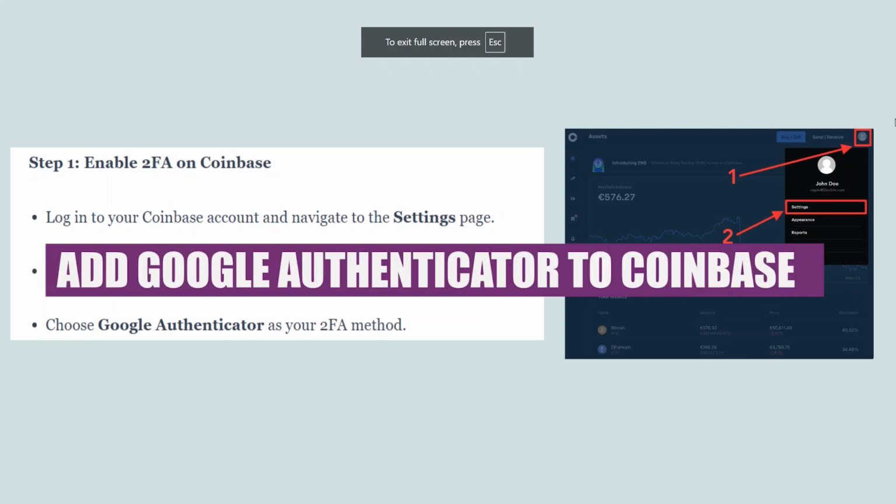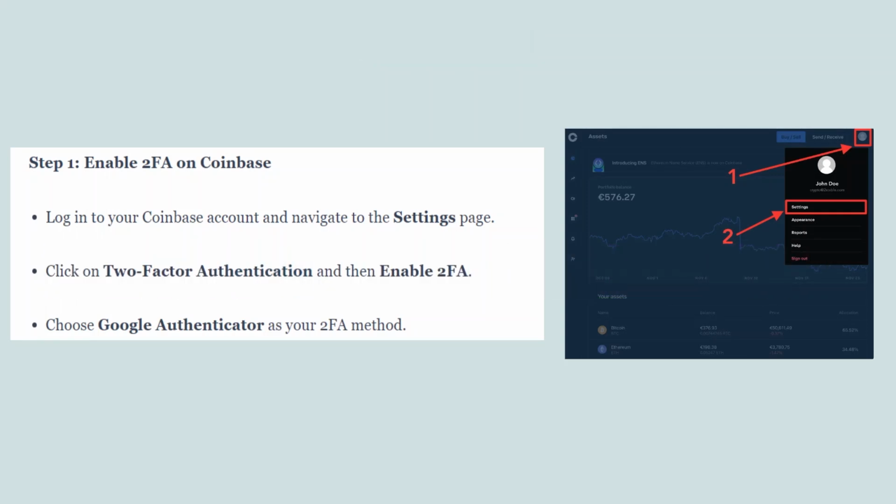I'm going to show you how you can easily add Google Authenticator to Coinbase. First, log in to your Coinbase account and navigate to the settings page. Next, click on two-factor authentication and then enable 2FA. Then, choose Google Authenticator as your 2FA method.